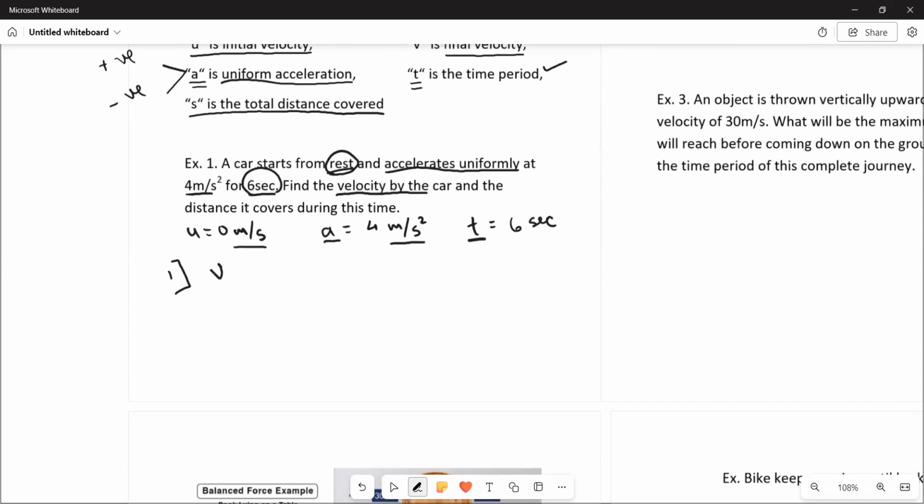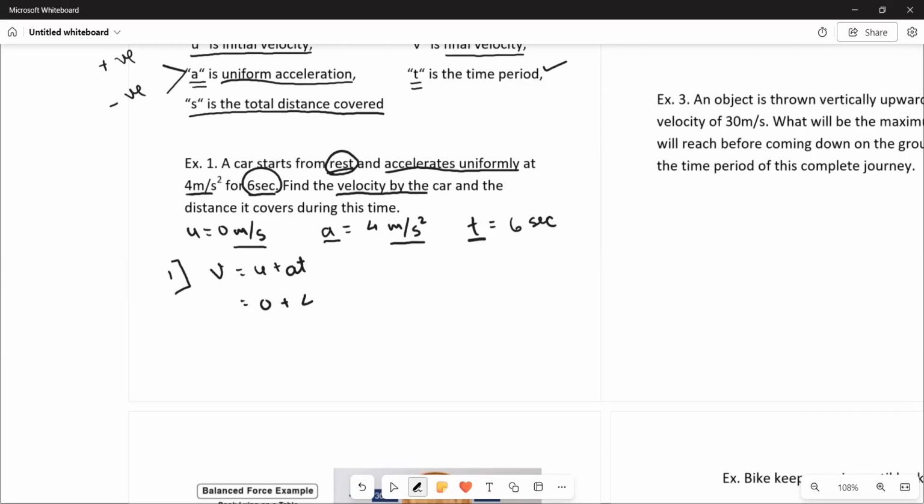So we have the equation v equals u plus at, and our u is equal to 0. Our value of a is 4 meters per second square.